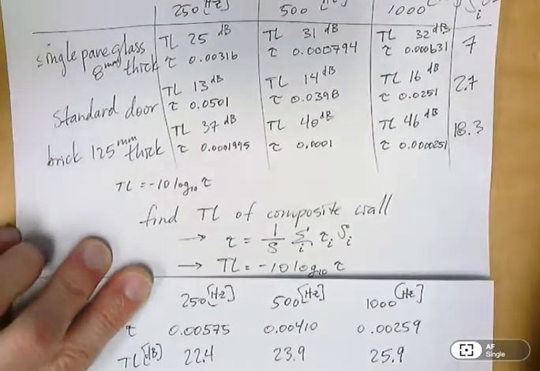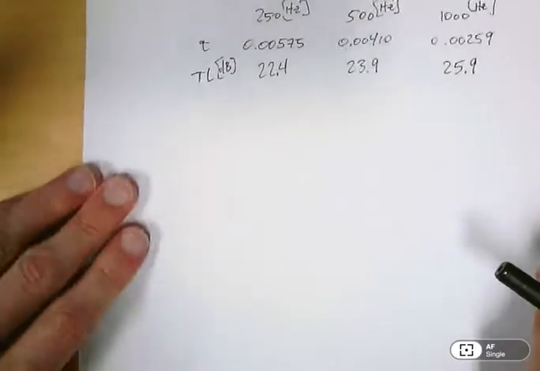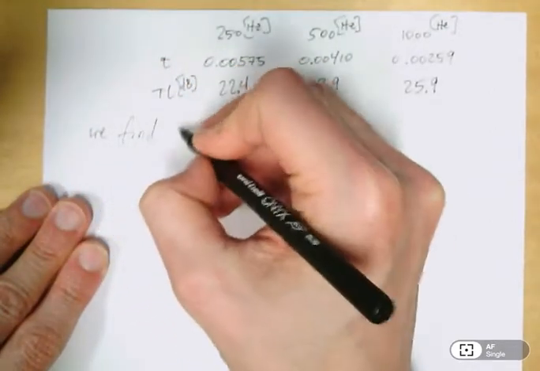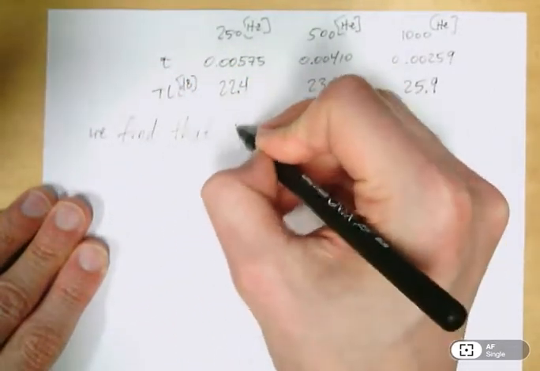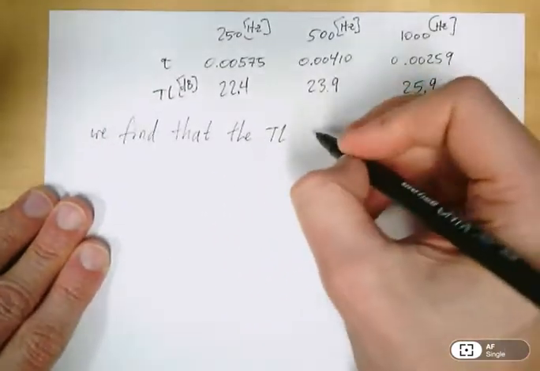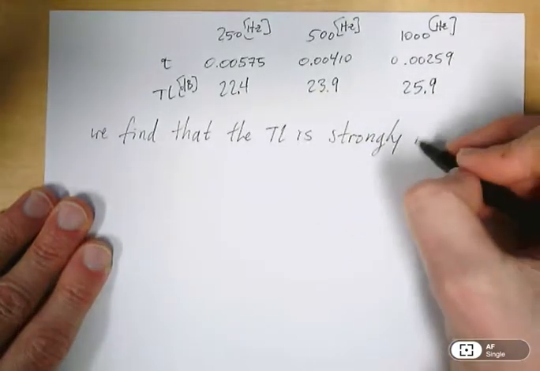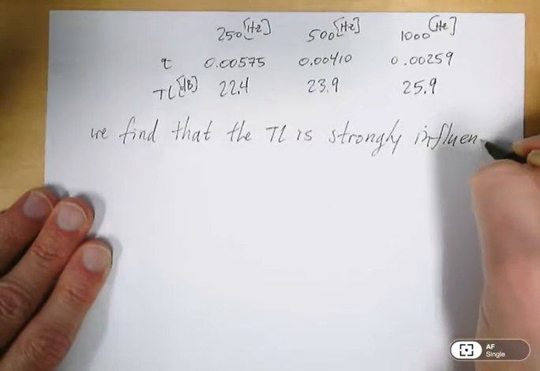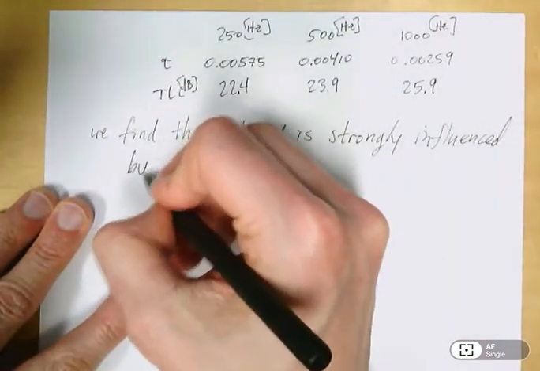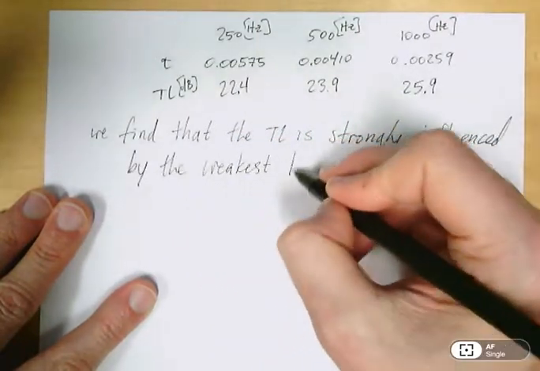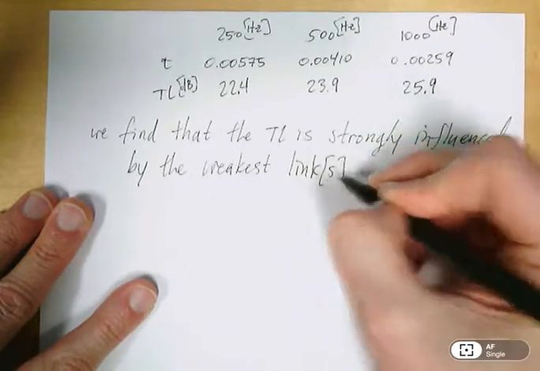So we could conclude here that from this example, we find that the transmission loss is strongly influenced by the weakest link, so to speak, or I'll say links, in a composite wall.